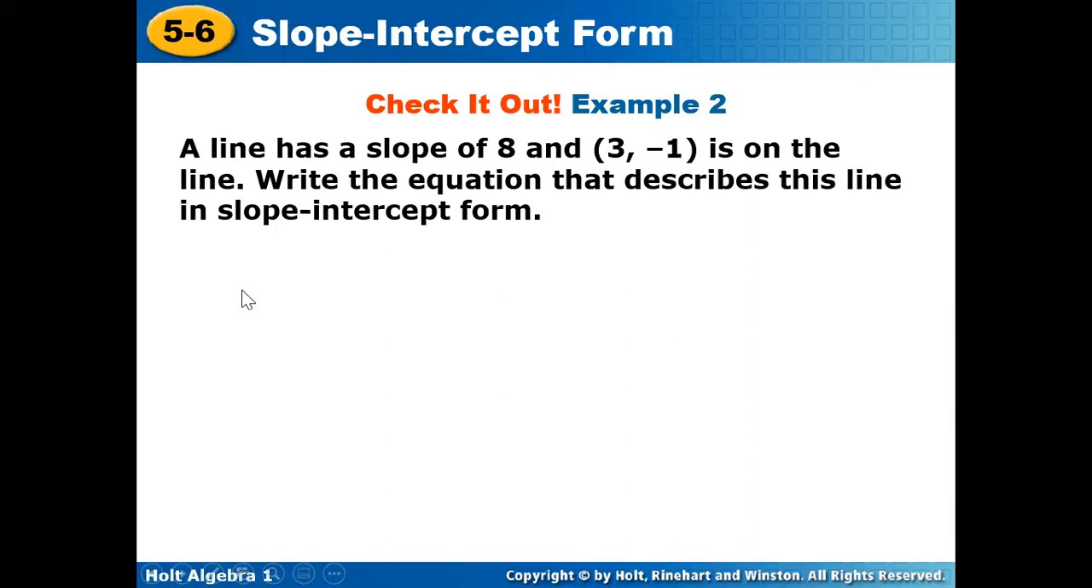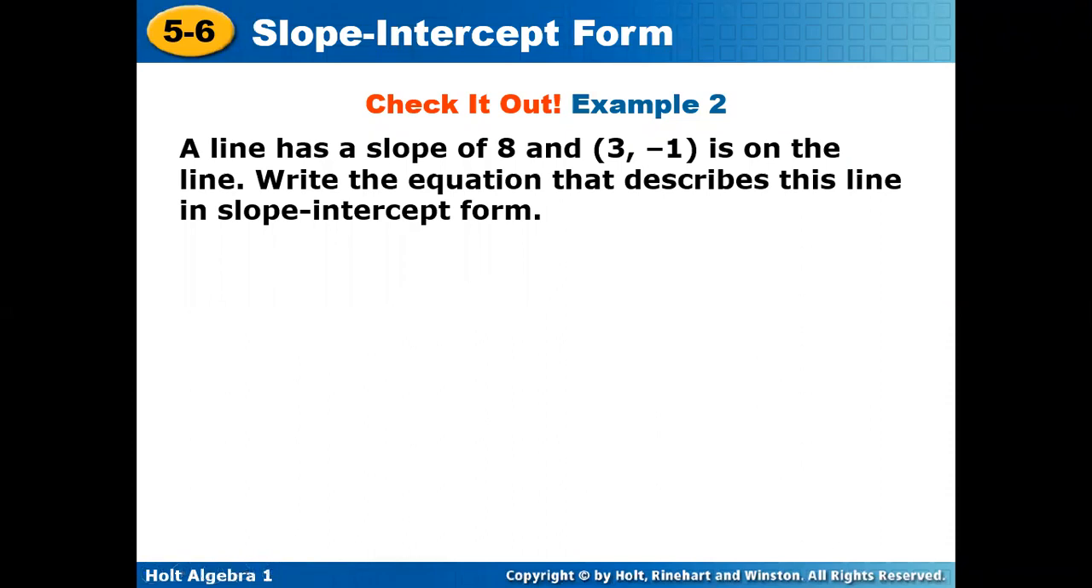All right, same thing. A line has a slope of 8, and the point 3, -1 is on the line. Write that equation in slope-intercept form. So give it a chance.